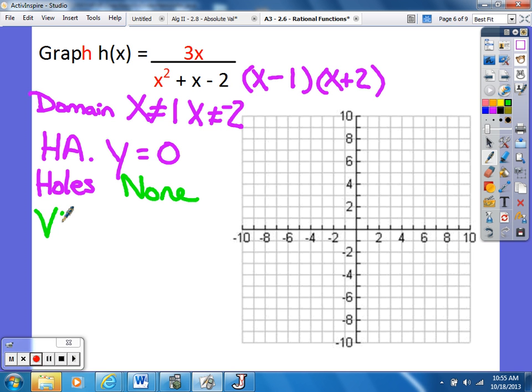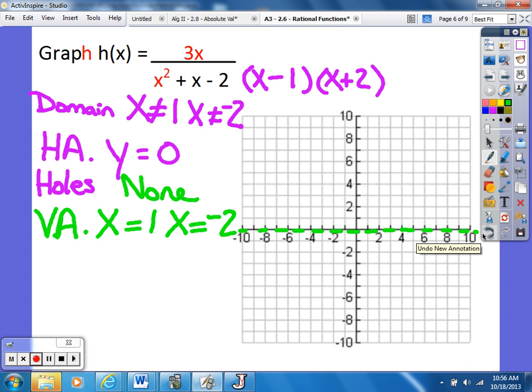Now we do vertical asymptotes. How do I find those? This should be our easiest thing, right? They're my domain, right? They're the domain, but this time with an equal sign. Okay, before we go any further, guess what we're going to do? Graph. Graph what you have. So I'm going to graph y equals 0. I'm going to graph x equals 1. And I'm going to graph x equals negative 2.